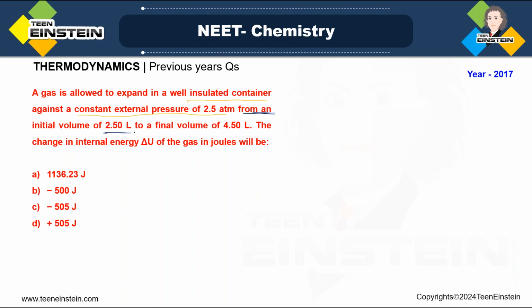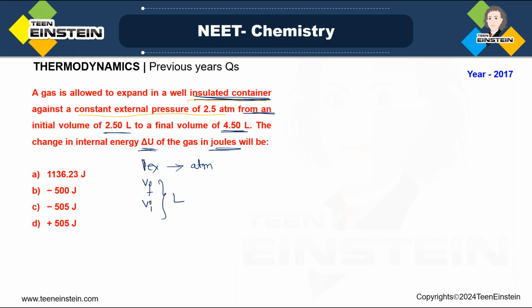From initial volume 2.5, the final volume is 4.5 liter. The change in internal energy, that is del U, of this gas, you have to find in joule unit. So see here, external pressure, that is P external, is given, final volume is given, initial volume is given, but these two volumes are given in liter and P external is given in atm unit. So when you do the calculation for del U, you also have to change the unit from liter atmosphere to joule.